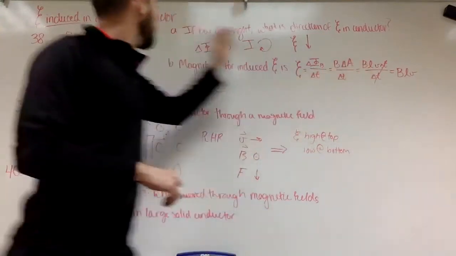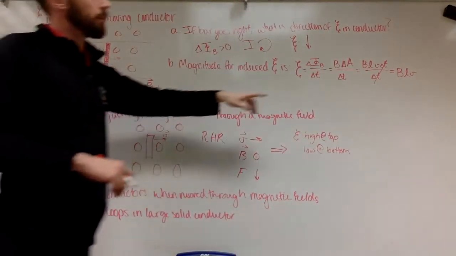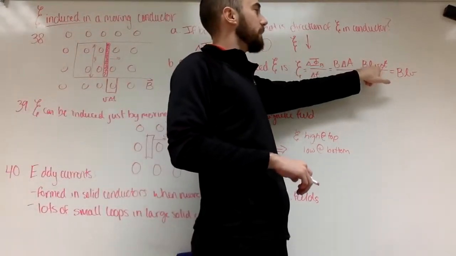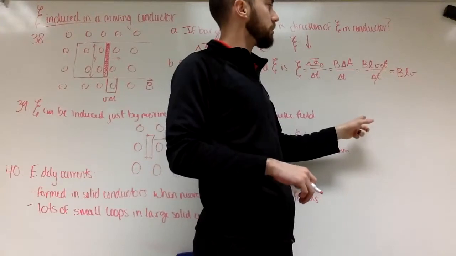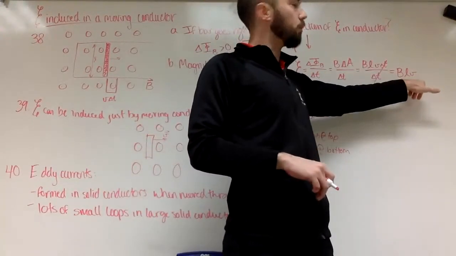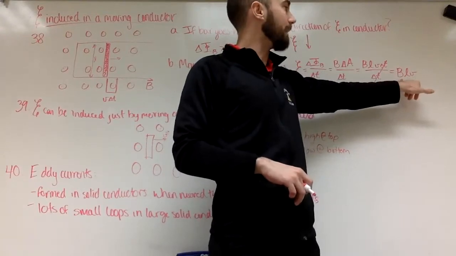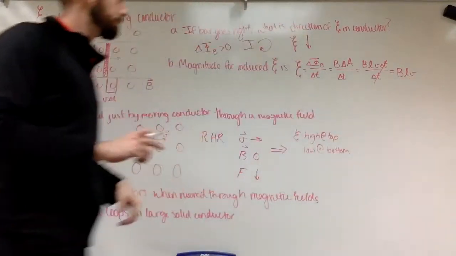But the length of this wire or this conductor is constant. So the change in area is going to be length times however fast we're traveling multiplied by how long it takes. Well, our delta t's are going to cancel out. So we find that the EMF that we induce here is going to be equal to the magnetic field strength times the length of the conductor times how fast it's traveling.